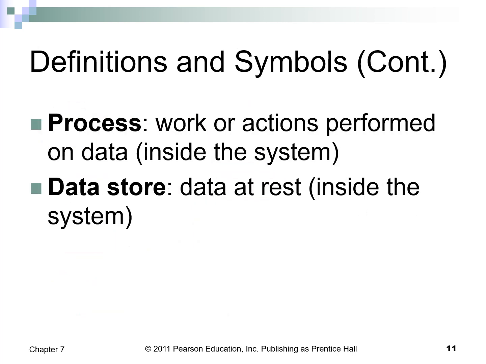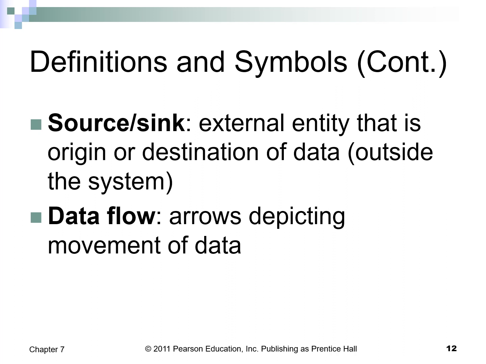In more detail, process is work or actions performed on data inside our system. Data store is data at rest, which is inside the system. As I said before, it will be converted into an entity or a table in the conceptual data model. Source and sink, both of them are external entities, the origin or destination of the data outside the system. They don't have any processing inside our system. We just get the data from them and then send back the data after processing to the sink. Data flow, they are only arrows depicting the movement of the data, where the data goes from and to.